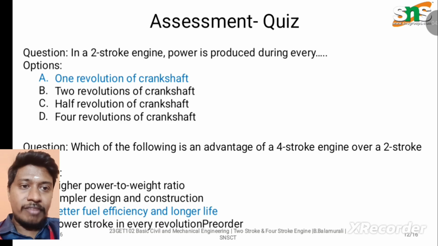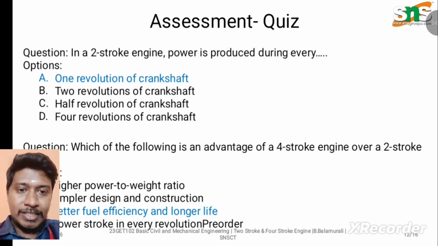Which of the following is an advantage of a four-stroke engine over a two-stroke? Higher power to weight ratio, simpler design and construction, better fuel efficiency and longer life, or a power stroke every revolution? The correct answer is better fuel efficiency and longer life. Compared to a two-stroke, a four-stroke engine gives more fuel efficiency, that is more mileage, and also gives the engine a longer life than a two-stroke engine.